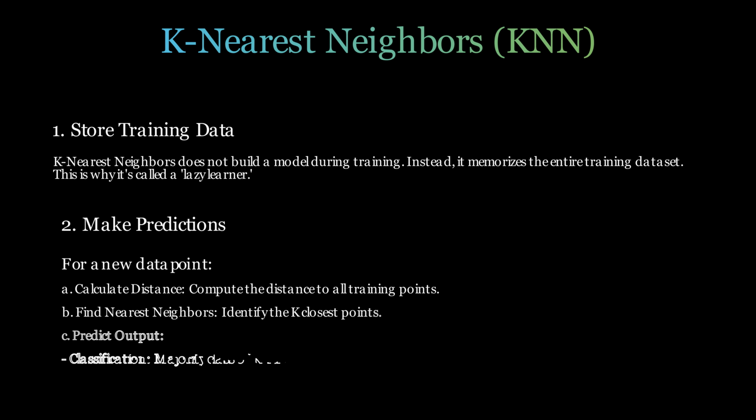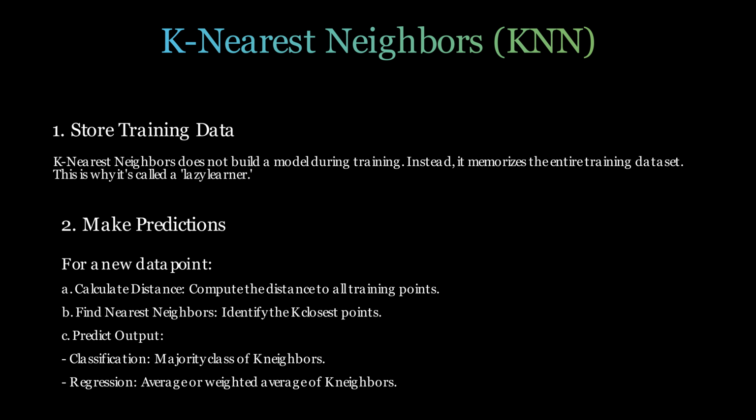When a new data point is introduced, KNN calculates its distance to all training data points. It identifies the k closest points, known as the k-nearest neighbors. For classification, KNN assigns the majority class label among the neighbors. For regression, it predicts the average or weighted average of their values.